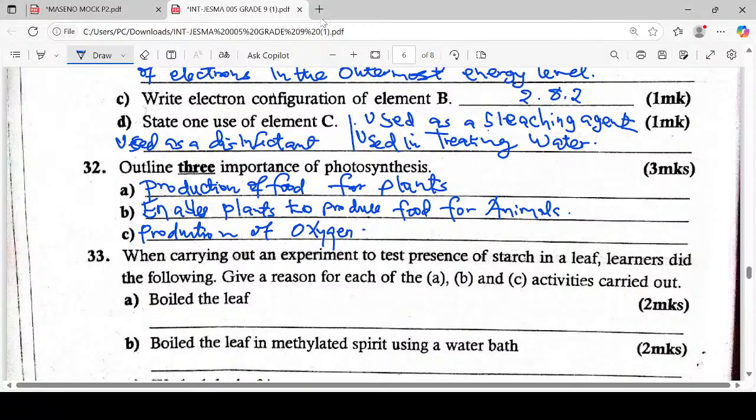When carrying out an experiment to test the presence of starch in a leaf, learners did the following. Give a reason for each of the A, B, and C activities carried out. Part A, boiled the leaf. Why did they boil the leaf? A very, very common question. Boiling the leaf, dear learners, is simply to kill the cells present and prevent any other further chemical reaction.